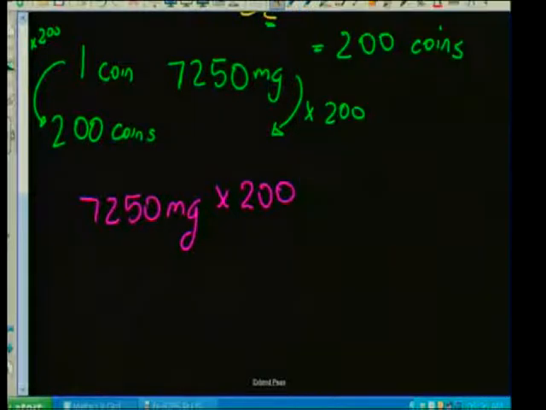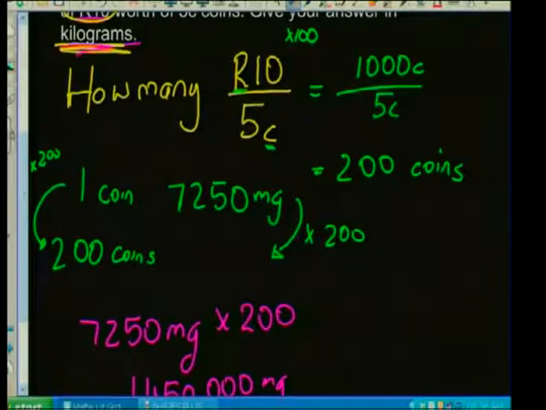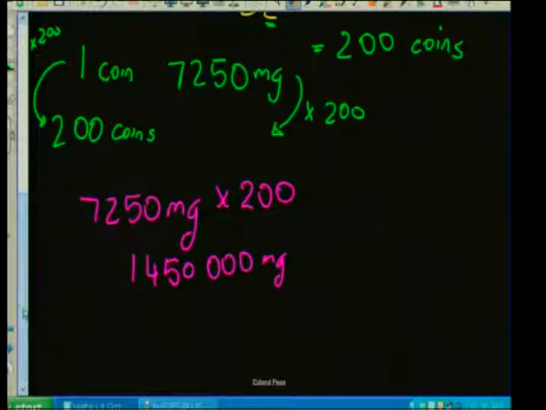So let's write that in: 1,450,000. Always double check how many zeros you have when we have this huge big calculation. These are milligrams. What did my question say? I needed it in kilograms. So I'm going to convert.